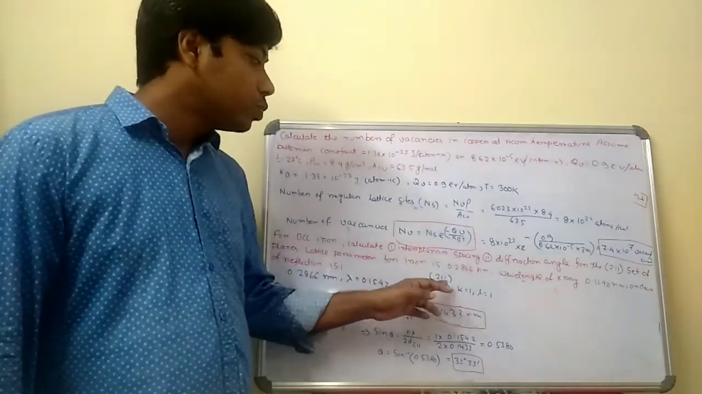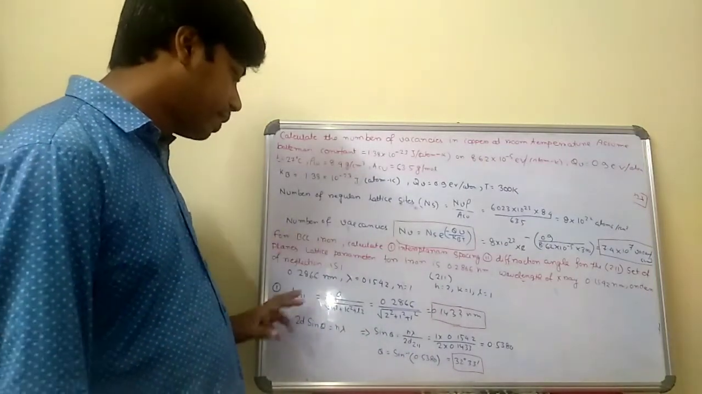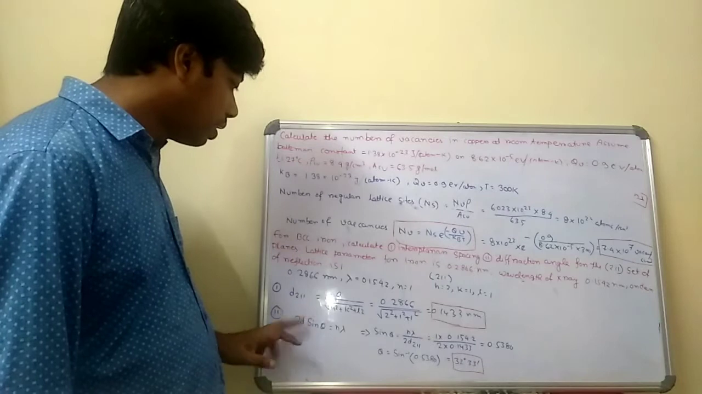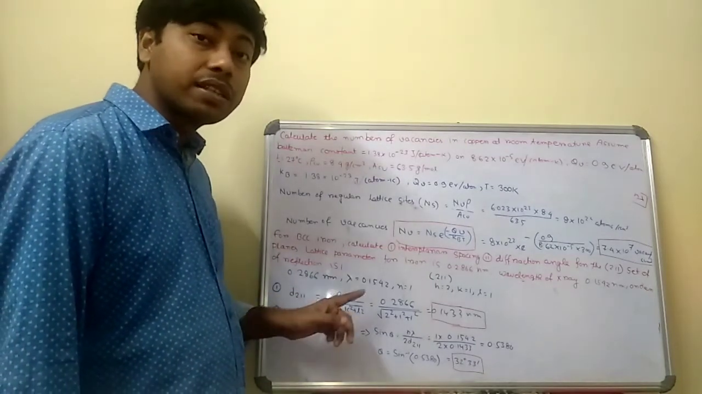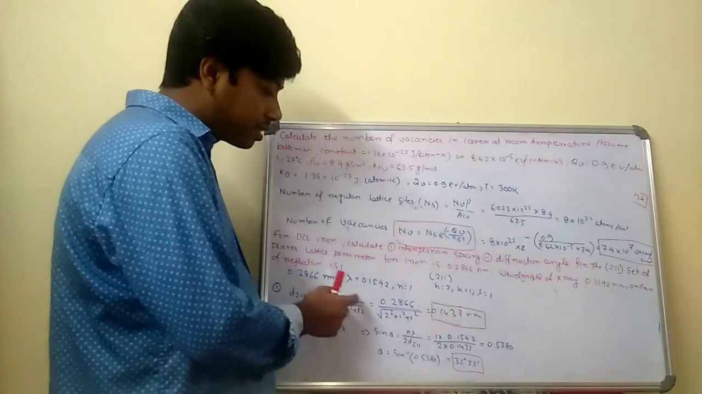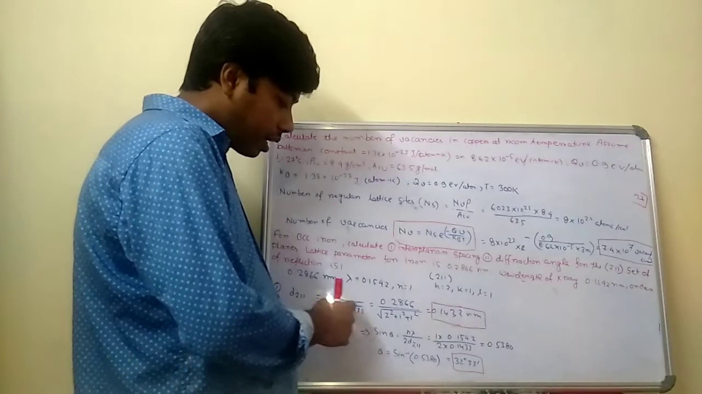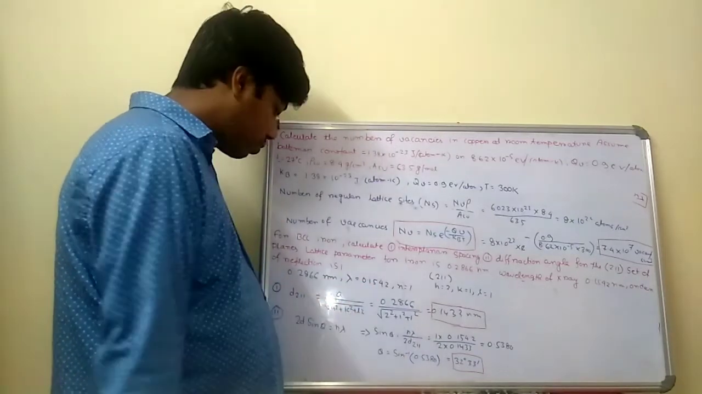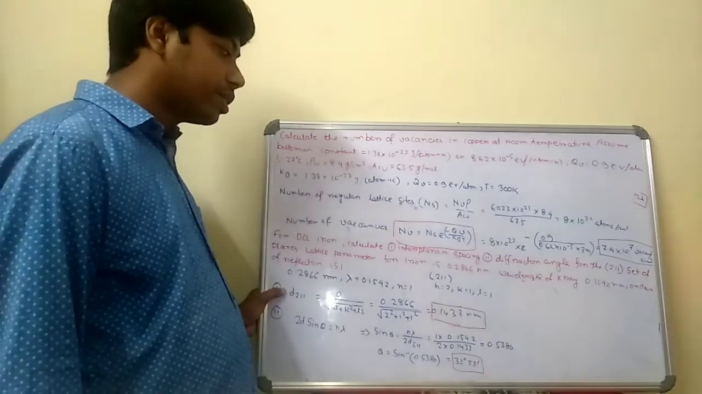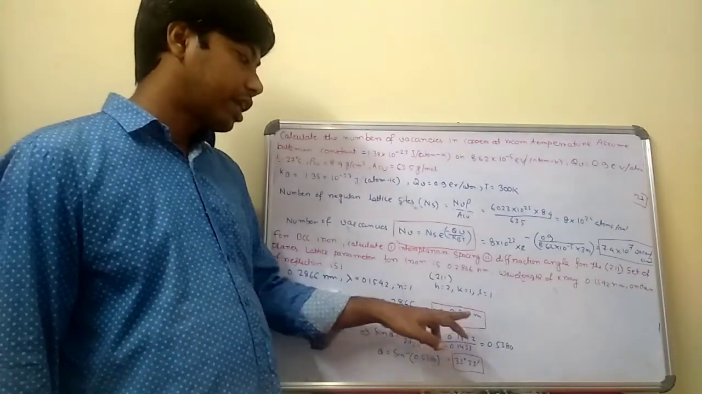So in this case h is 2, k is 1 and l is 1, so the interplanar spacing d211 is basically a divided by the square root of h square plus k square plus l square. The value of a is 0.2866 divided by the square root of h square is equal to 2 square, k square is equal to 1 square, and l square is equal to 1 square. So d211, your interplanar spacing, is 0.1433 nanometer.